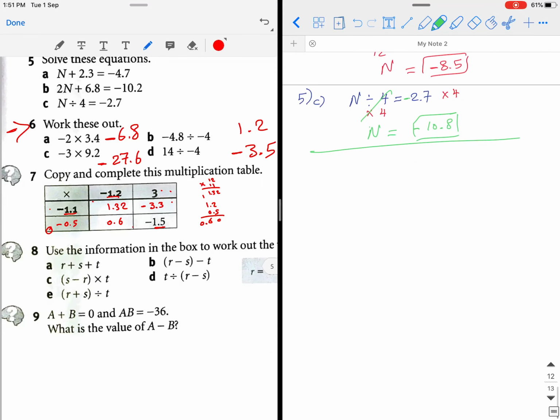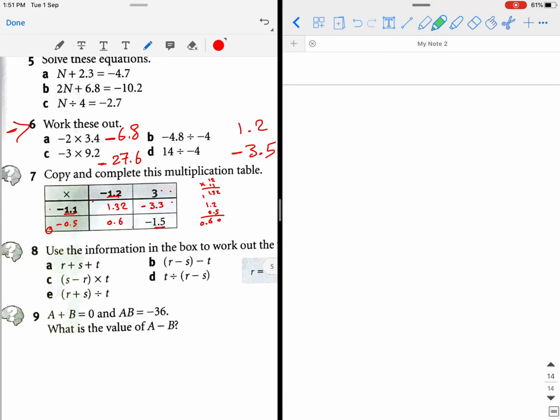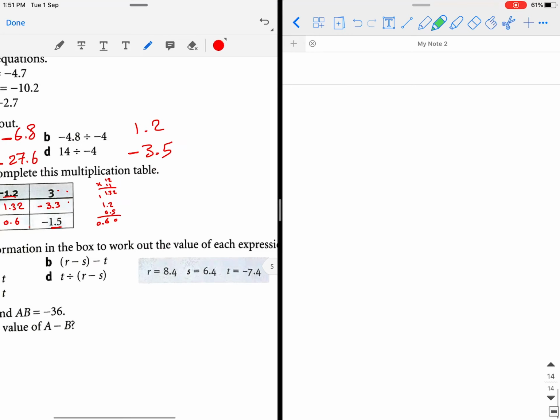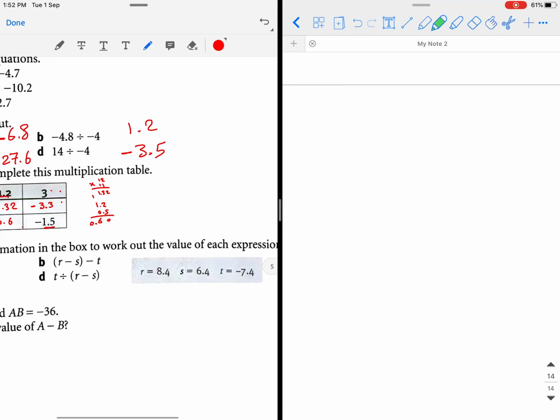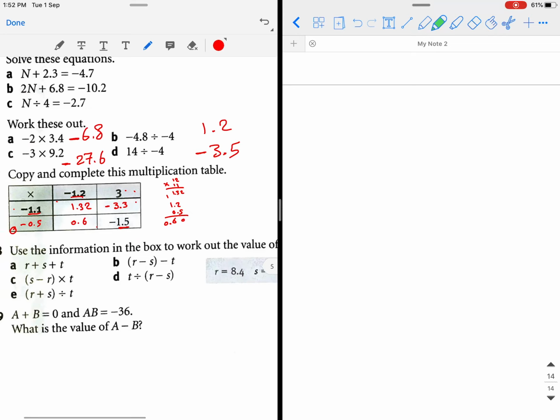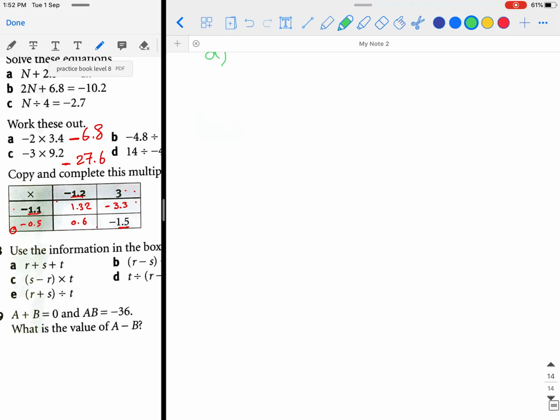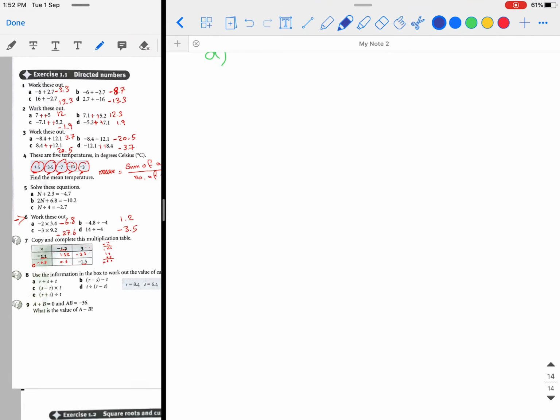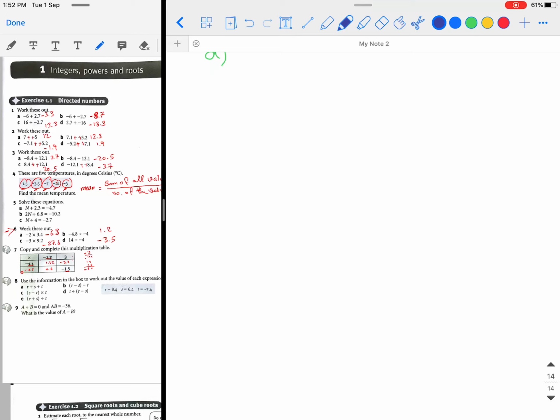Here, he gives me some information like R equals 8.4, S equals 6.4, and T equals negative 7.4. To get, for example, A equals R plus S plus T. R is 8.4 and S is 6.4 and T is negative 7.4. Okay, and of course we will make addition because he said plus.